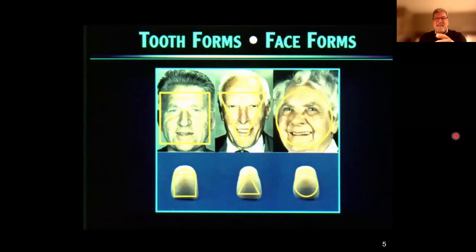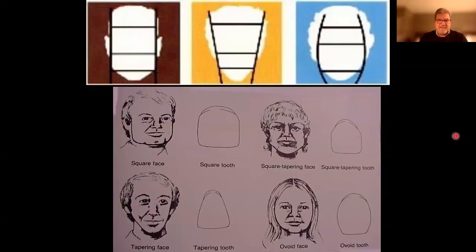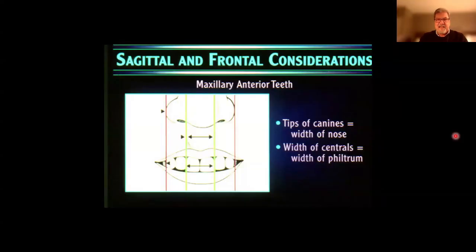So anyway, I spoke earlier about tooth form and facial form. Tooth form equals facial form: square tapering face, square tapering tooth, square face, square tooth. So same thing here. These are some old slides, but they're still pertinent today. And if you look at sagittal and frontal considerations, the tips of the canines are usually equal to the width of the nose, and the width of the centrals are usually equal to the width of this philtrum here.